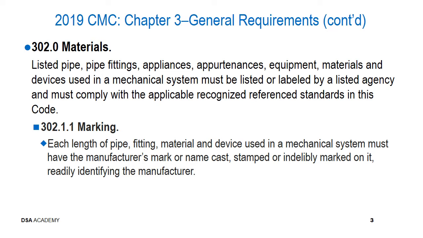Marking, obviously, is the method for identifying whether or not these materials are in fact listed. And the code requires that each length of pipe, each fitting, all material and devices used in the mechanical system must have the manufacturer's mark or name either cast, stamped, or indelibly marked upon the materials, readily identifying the actual manufacturer of the materials.